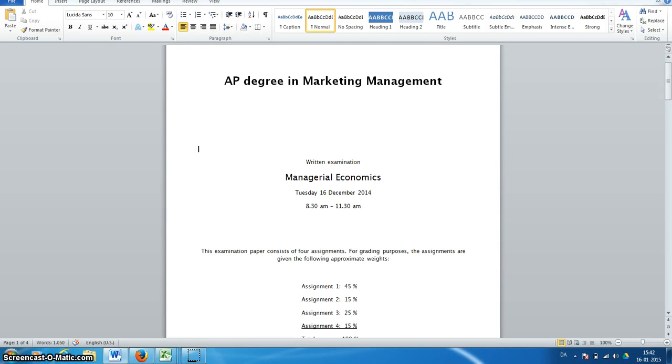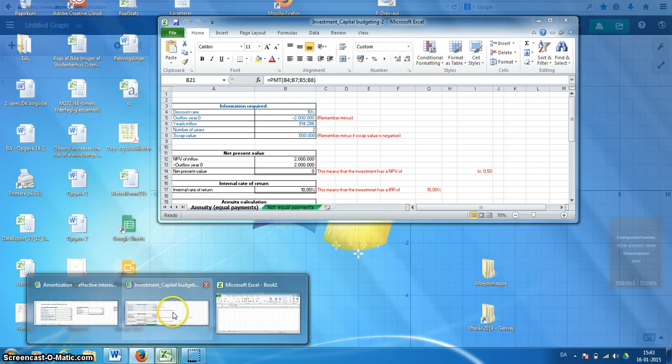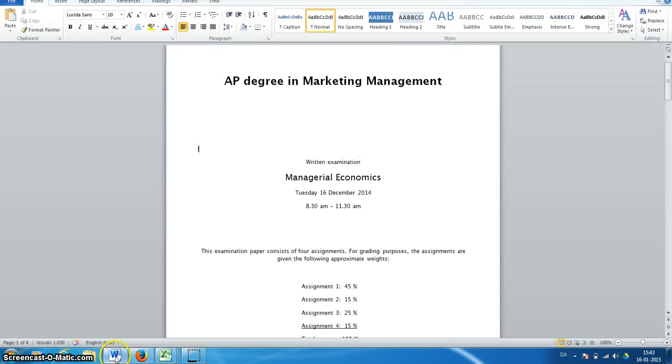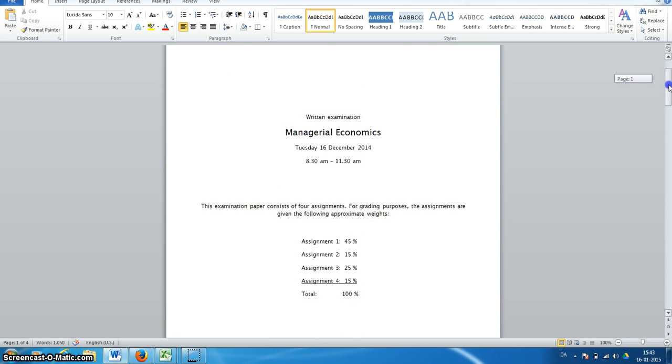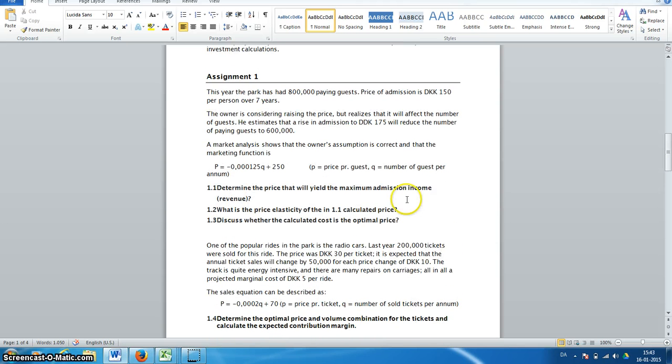Welcome to this rerun of the exam in Business Economics from December 2014. Before we start, I should point out that you ought to have opened a graphical calculator, such as this, for example, and some useful Excel sheets. At the exam, it would be a good idea to have these tools opened before you start. Otherwise, we will start with exercise 1.1.